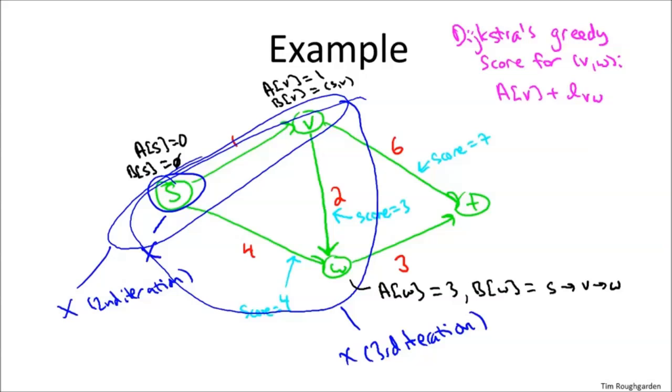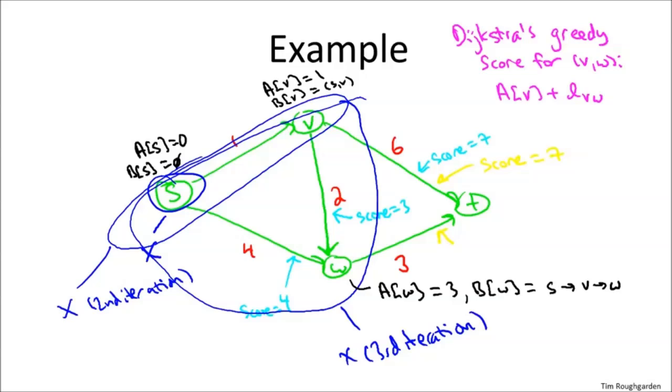We know what vertex we're going to bring into X. It's going to be the vertex T. That's the only one left. But we still have to compute by which edge we discover T and bring it into the set X. So we have to compute the greedy score for each of the two crossing arcs, V, T and W, T.